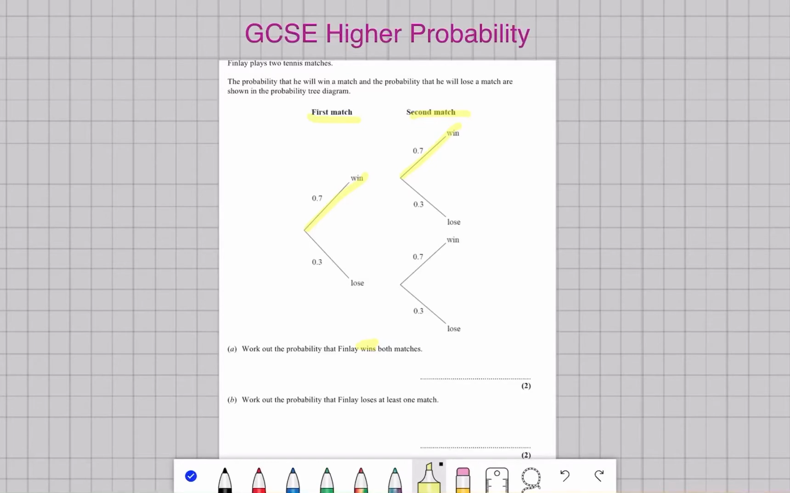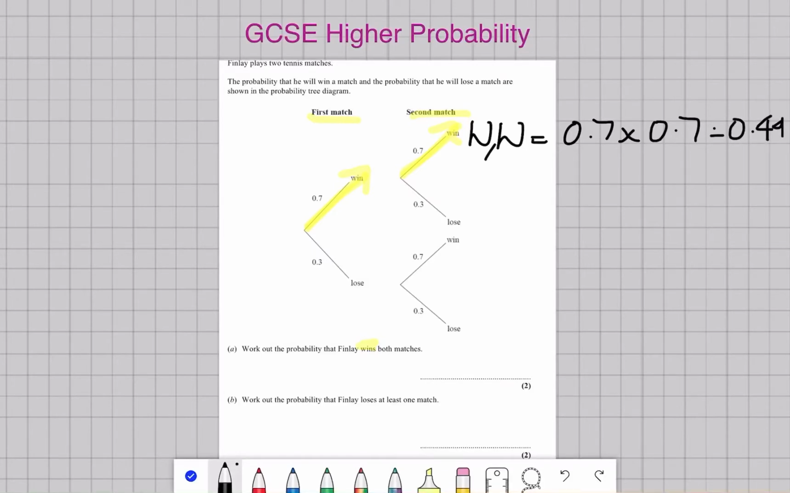So actually I'm going to go up that first tree like that, so the first branch, and then up the second one. So as I'm going across, to work out the probability that he'll win and then win, I'm going to do 0.7 multiplied by 0.7. So times those two things together, and that gets me 0.49. So my answer to that first question is 0.49.